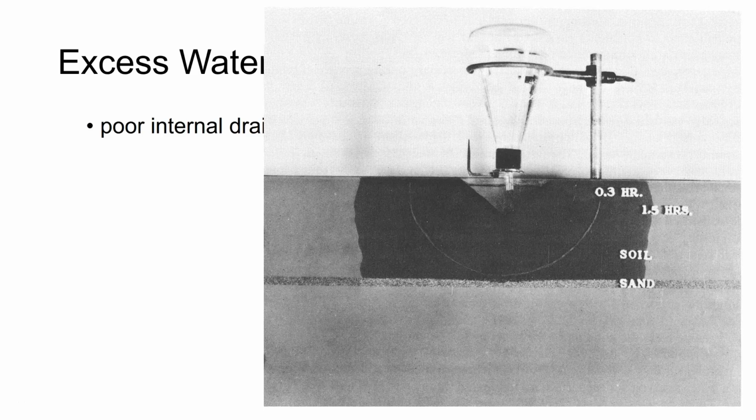What happens is the water penetrates down, but it will not move through that sand layer until all of the pore spaces above it are saturated, which means you can see it at 0.3 hours, it just about reached the sand. At an hour and a half, it still hasn't gone through the sand, but it's spreading out on top. This is poor internal drainage. Same sort of thing would happen if you had a layer of clay down below it.